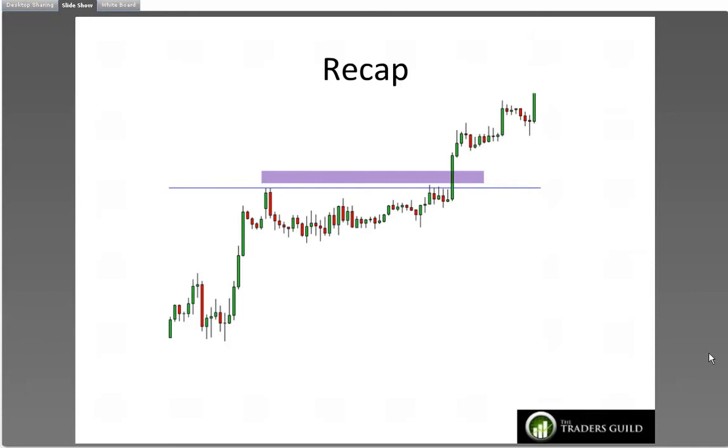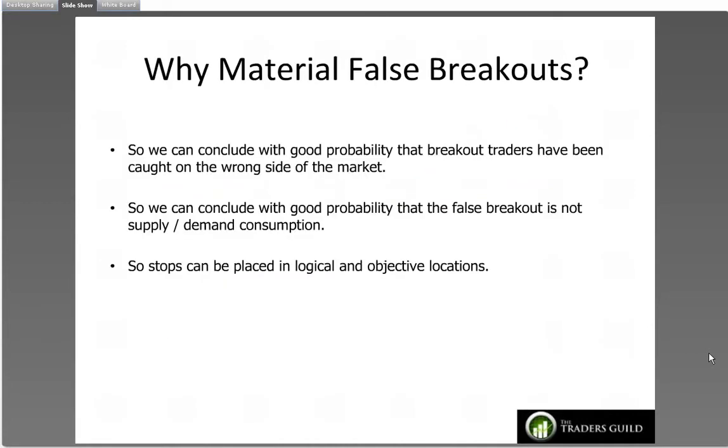And we know what a forced breakout is. We're looking for a close back below the SR, and then we know what the price action that should generate because of the order flow involved. Okay, the next thing I went over was material forced breakouts. The type of forced breakouts I'm looking for are material size forced breakouts. And the reason why is so we can conclude with good probability that breakout traders have been caught on the wrong side of the market.